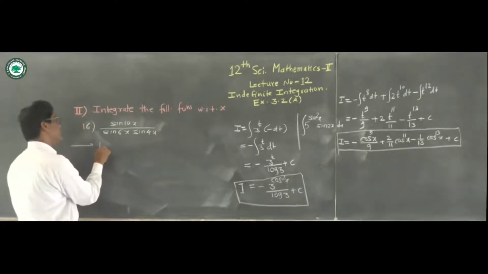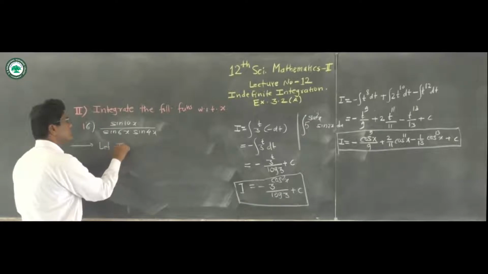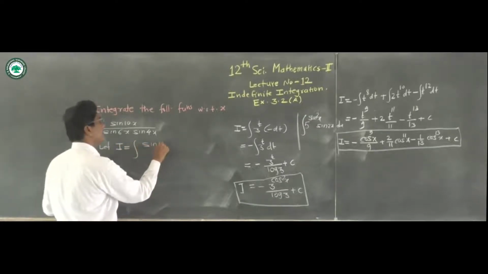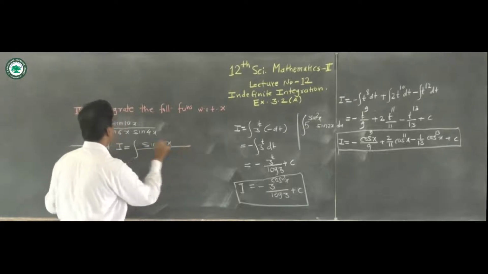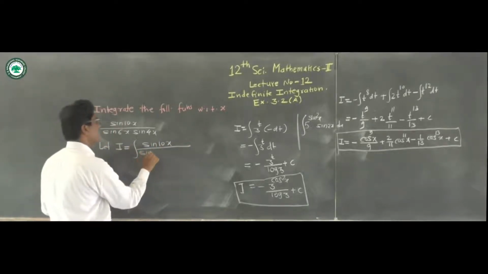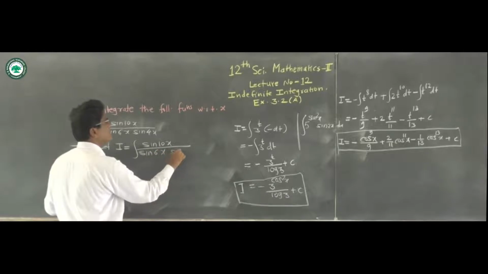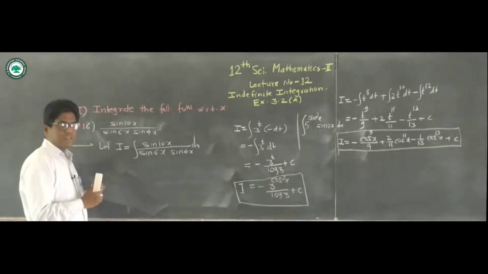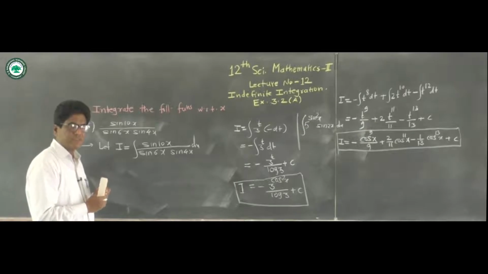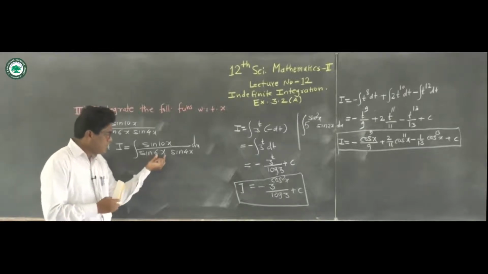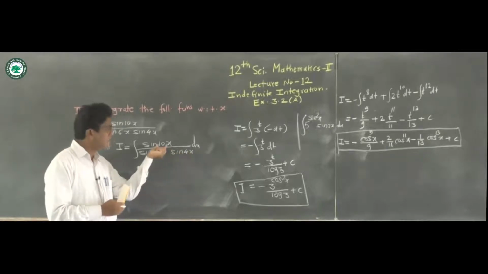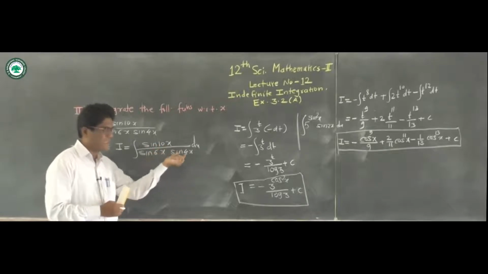So let I is equal to integration of sin of 10x divided by sin of 6x into sin of 4x. Now here observe the angles of sine ratio. In denominator here angle is 6x, here angle is 4x, and in the numerator angle is 10x. So here see what is the relation between these angles.